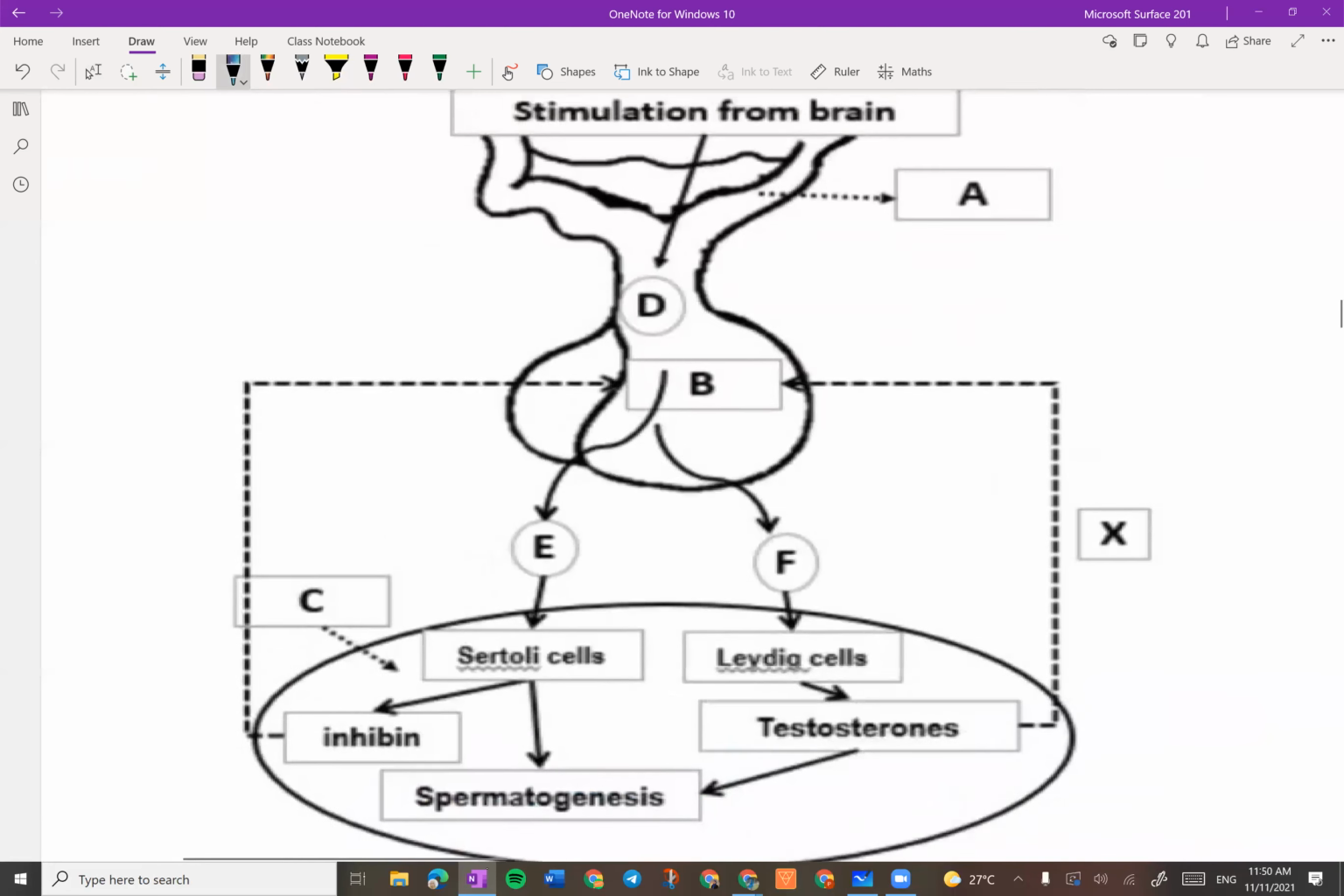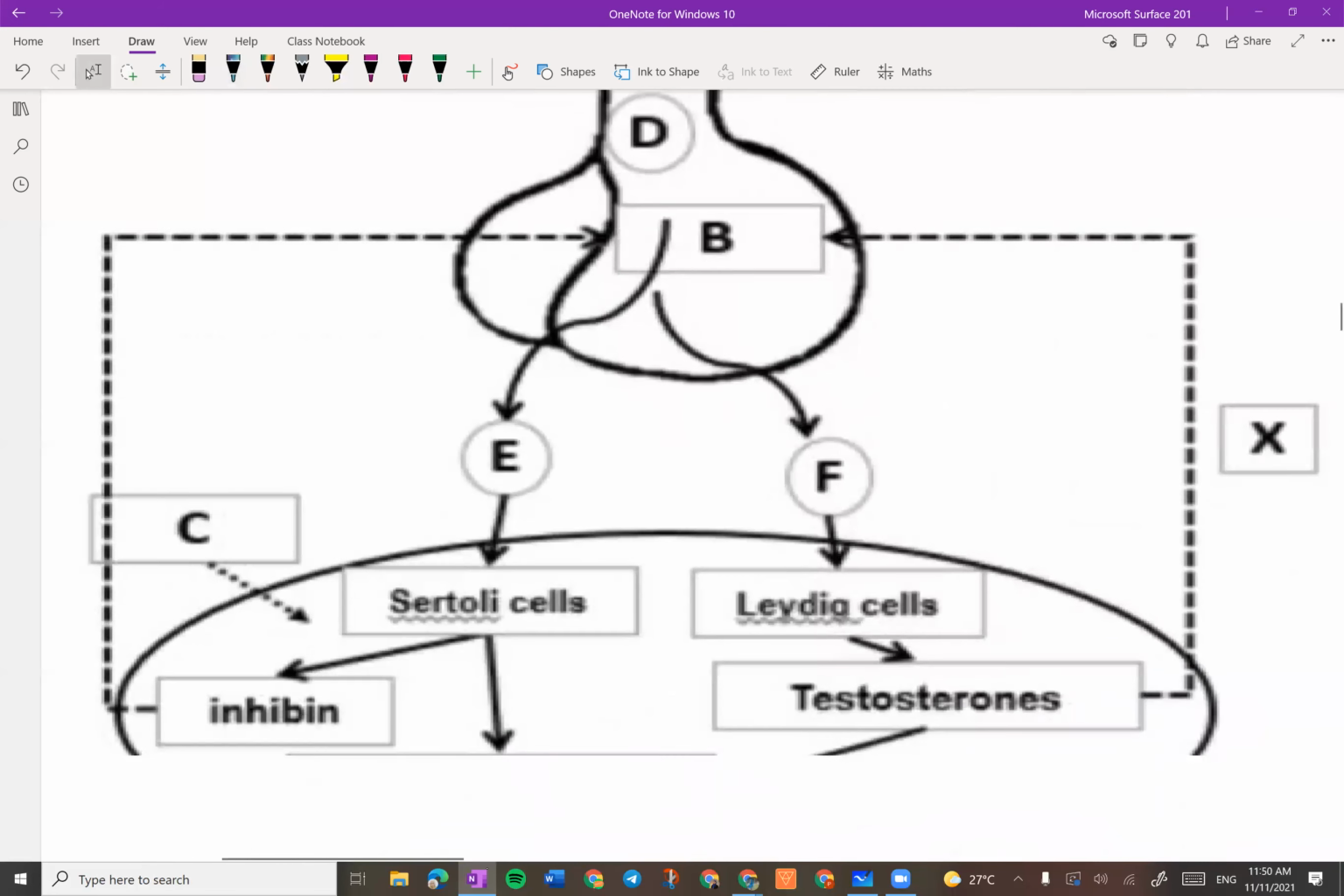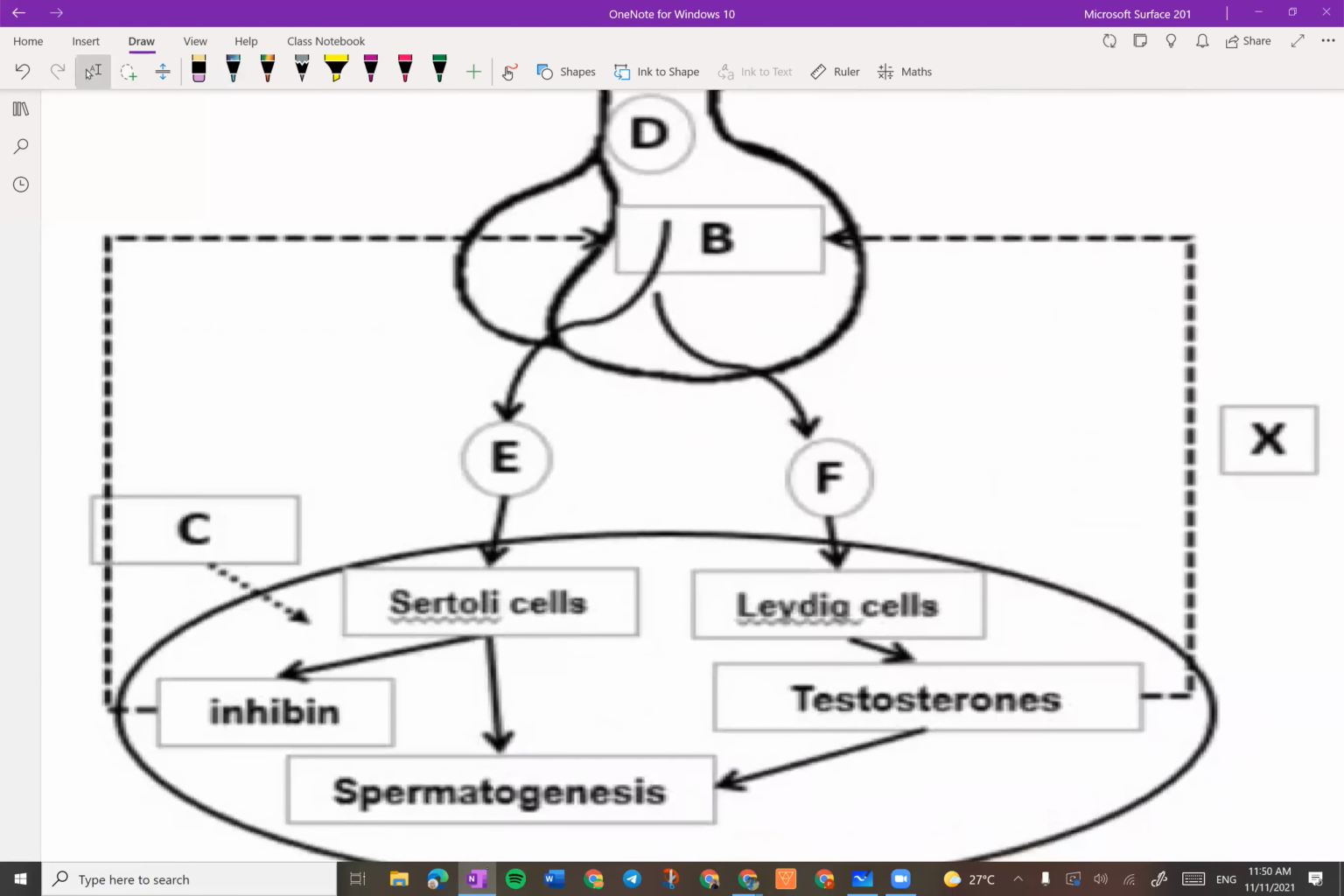Now let's look at hormone E. Hormone E is a signal to the Sertoli cell. So what is E? FSH. Full name? Follicle, double L or single L? Double L. Good. Follicle stimulating hormone. So its function? Stimulate Sertoli cell to secrete inhibin and enhance spermatogenesis.